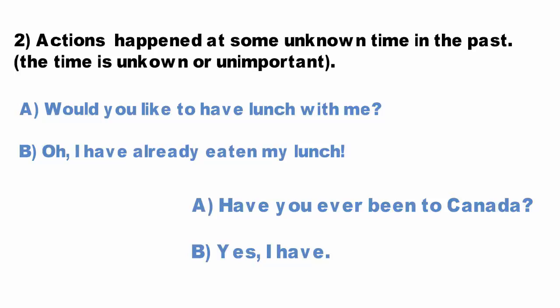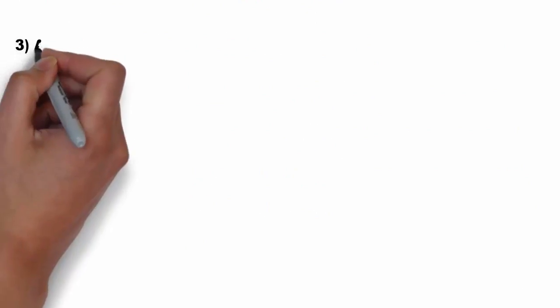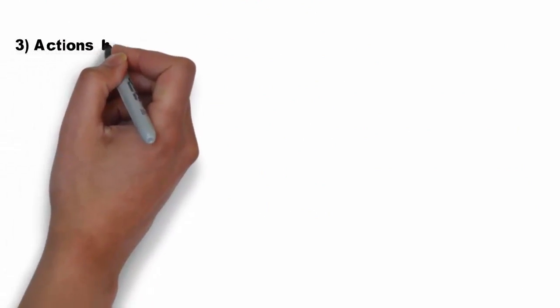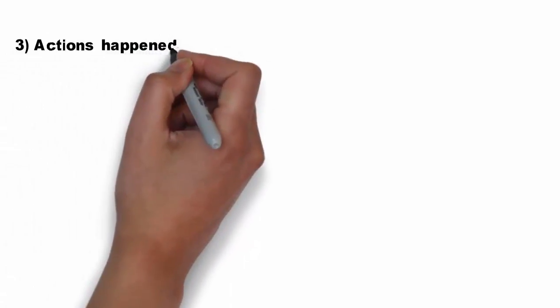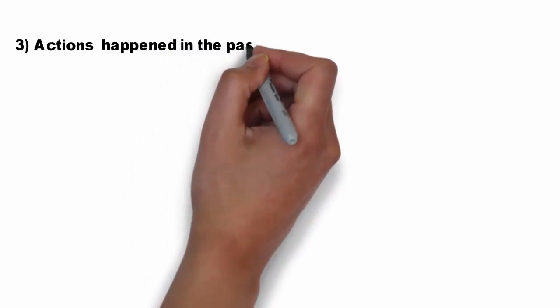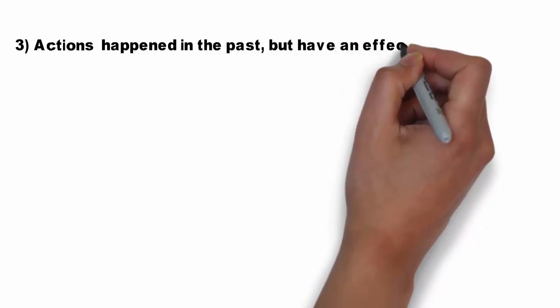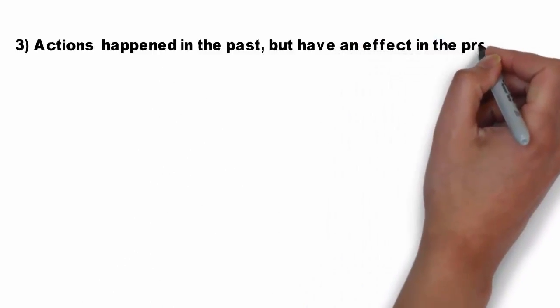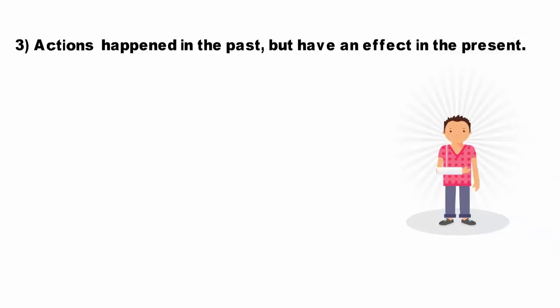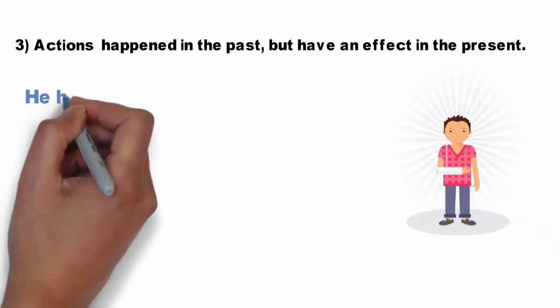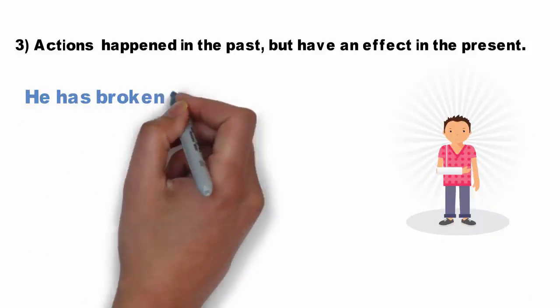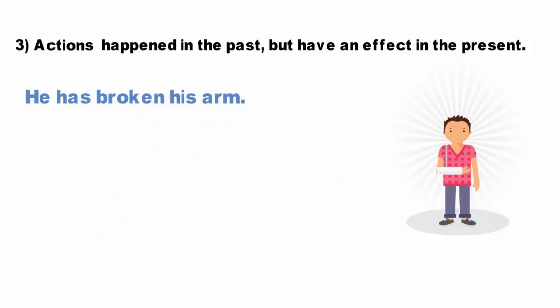We can also use the present perfect tense to talk about actions in the past that still have an effect in the present. In the present time, you can still see, feel, or hear the effect of the action. For example, as you can see in this picture, he has broken his arm. You can see his broken arm, right?